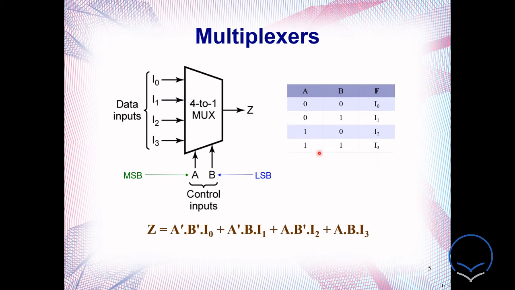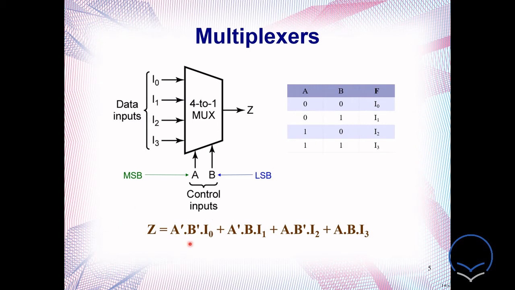Look at here, our B is the LSB, least significant bit. In 10, this is least significant and this is most significant; A is the most significant bit. So remember that whenever you are writing the truth table.